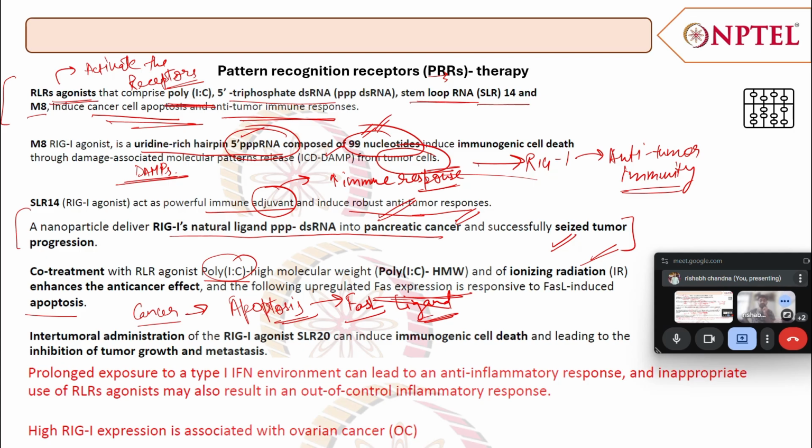Okay, then in another example, the RIG1 agonist SLR20, that is stem loop RNA 20, can induce immunogenic cell death, leading to inhibition of tumor growth and metastasis. So this is one of the other examples.